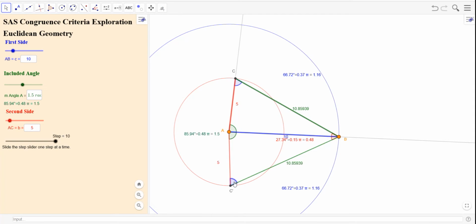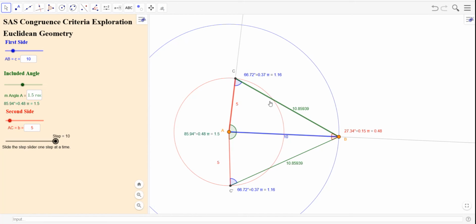The other angles, see if this one here, there it is, about 1.16 radians, or about 66.72 degrees. Same size angle, and then also the same size angle here. Both of these are measuring the same as well. So these two triangles are congruent. So it really didn't matter whether we chose the triangle down here or the triangle up here. They are congruent to each other.